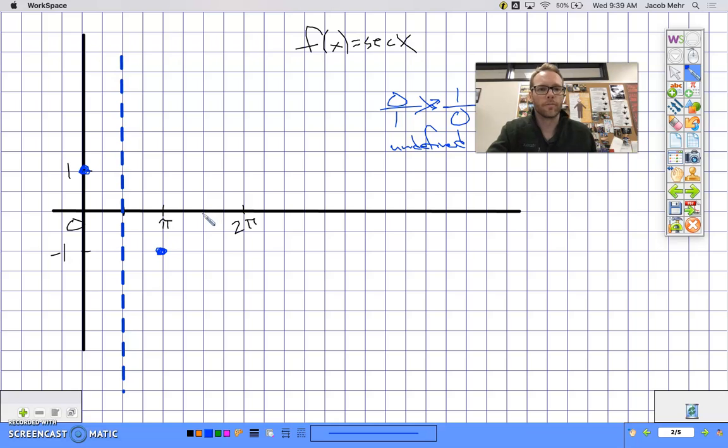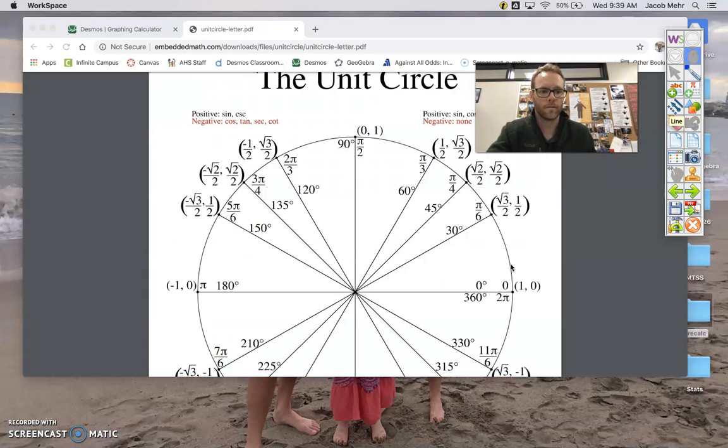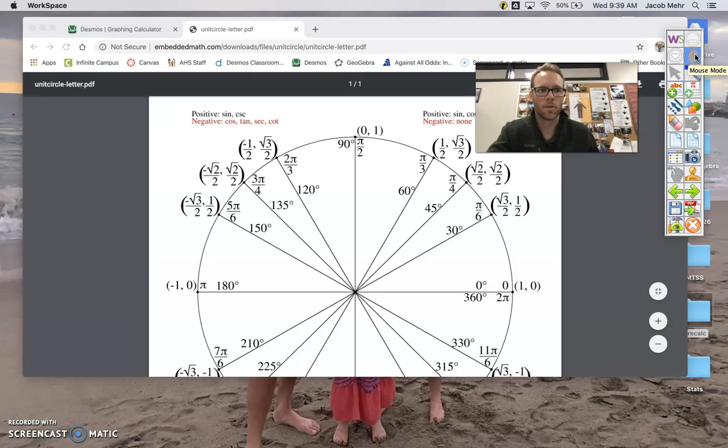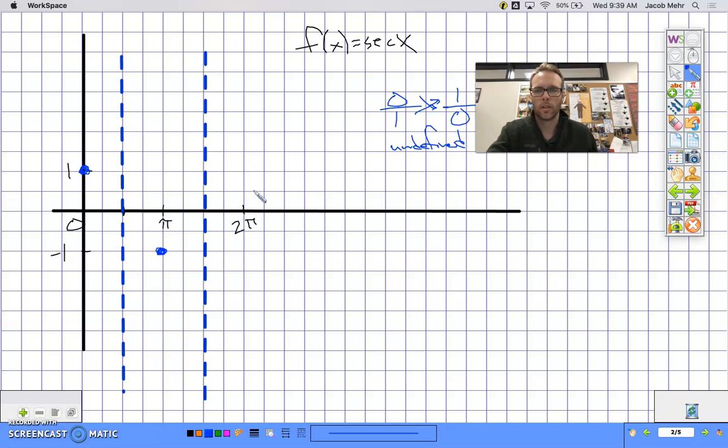3 pi over 2. We're back to the cosine being 0. Okay, and the reciprocal of 0 would be undefined. We have another vertical asymptote. And at 2 pi, the cosine of 2 pi is 1. The reciprocal of 1 is 1. Okay, so this is what we have so far.